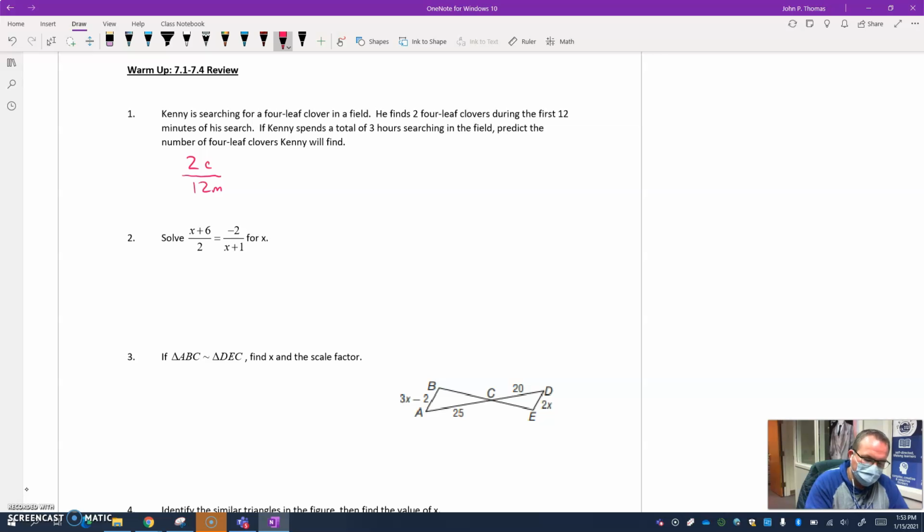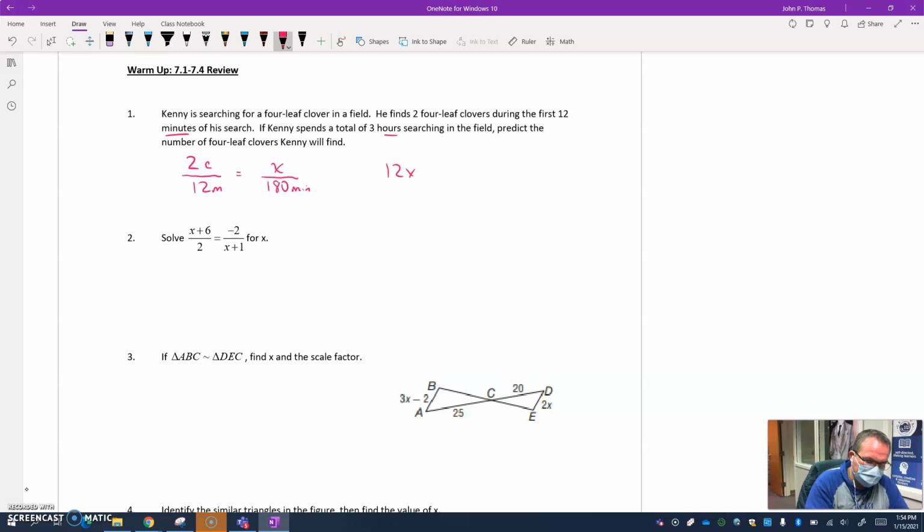Now, I got to be really careful about my units here because there are minutes before and hours now. So 3 hours is 180 minutes, because it's 60 minutes per hour. And he wants to know how many he'd find during that time. So we'll put the X right there. Alright, so at this point, we're going to cross multiply.